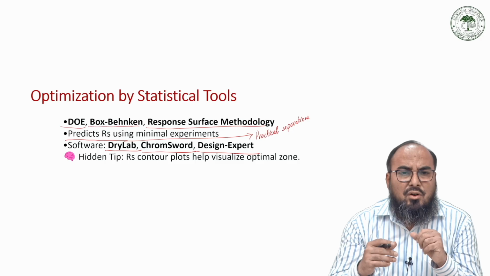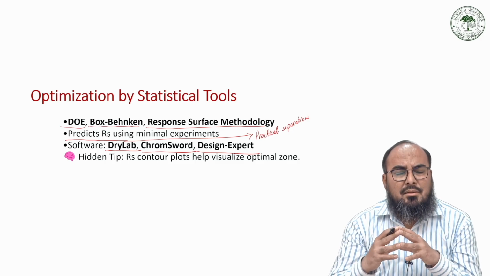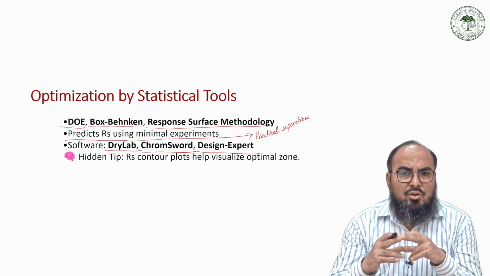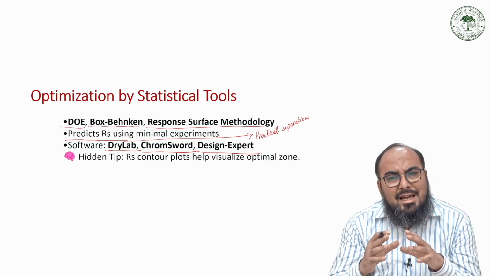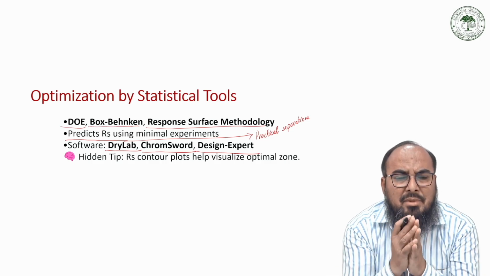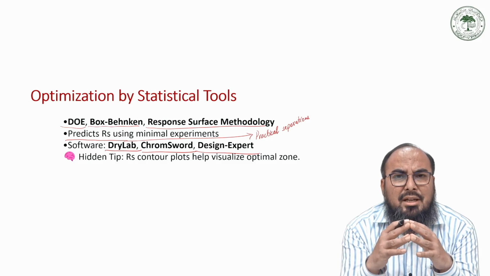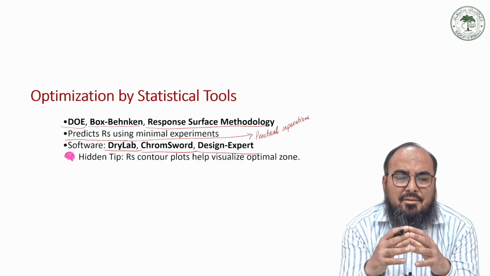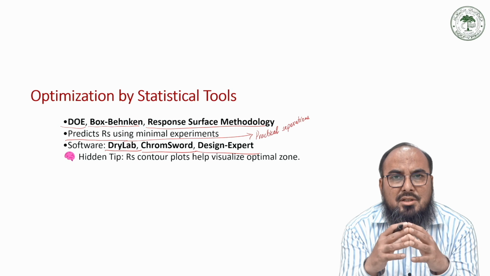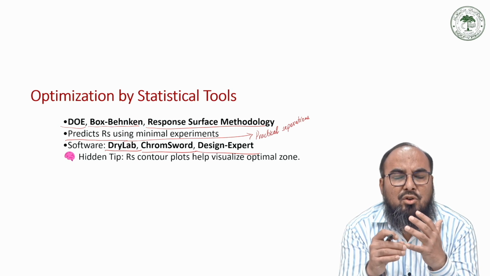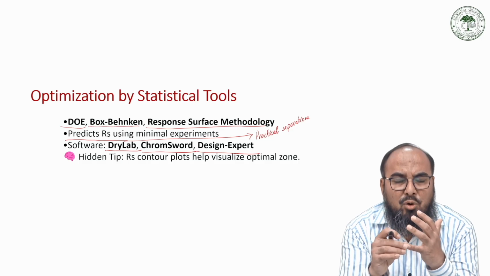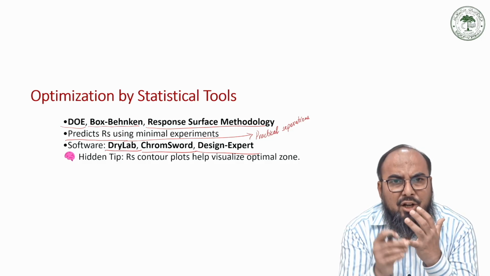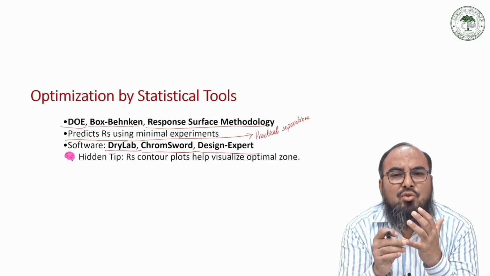So the important message of this particular slide is that RS contour plots help you to visualize the optimal zone. What this actually means is that by plotting RS values in 2D, you can get contour plots even before going to the lab. So you can check your RS value for different components by selecting different mobile phases, by changing the polarity of the mobile phases, by just running a few computer programs.